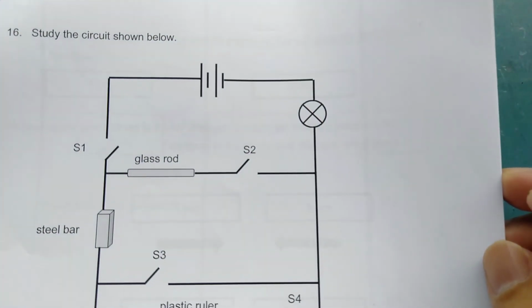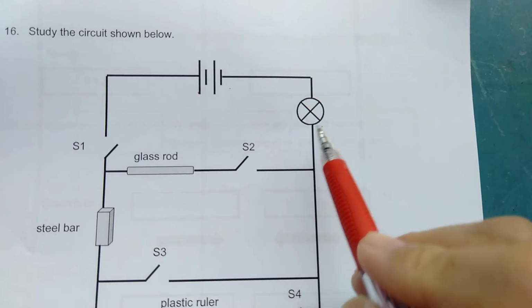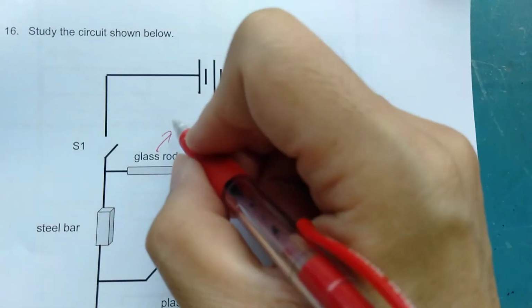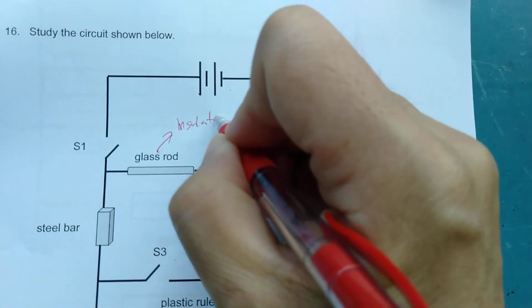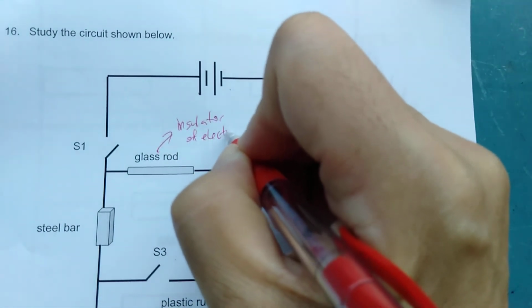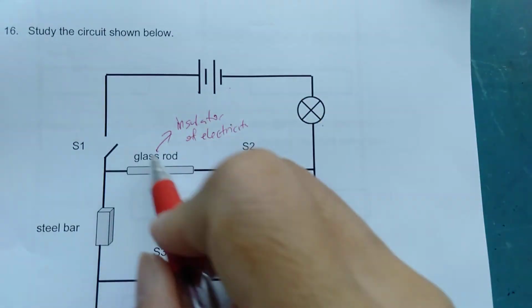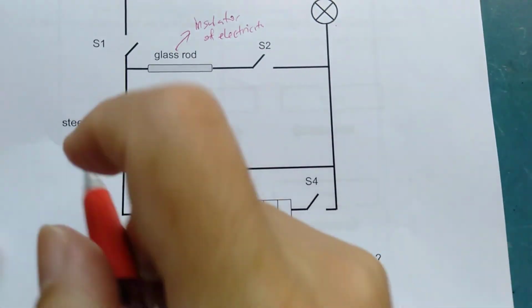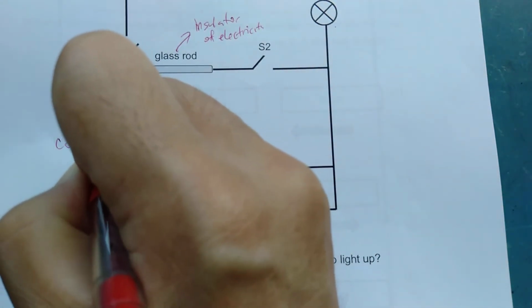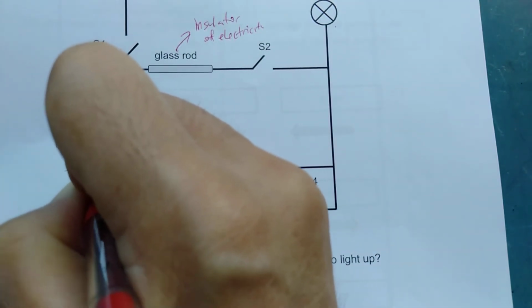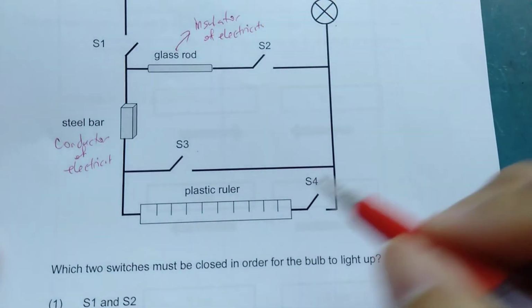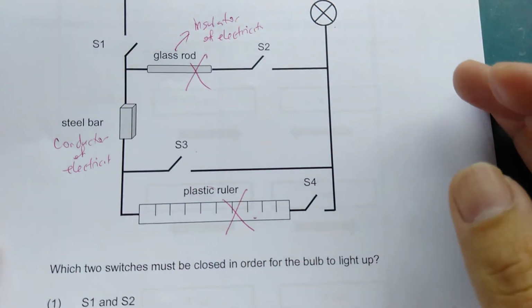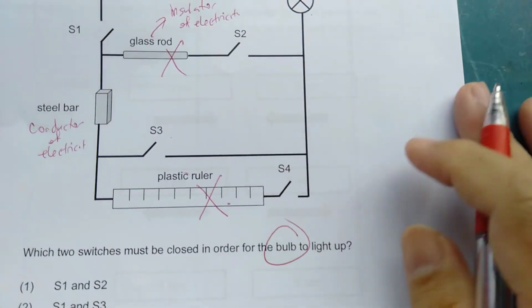Let's study another circuit question. You'll see 2 batteries, a bulb, a switch. You'll see a glass rod. Remember, glass is an insulator of electricity. Current cannot pass through here, no matter whether you close the switch or don't close the switch. Steel bar, yes, can. This is a conductor of electricity. So current can pass through this. Plastic, current cannot pass through. This is a non-metal.